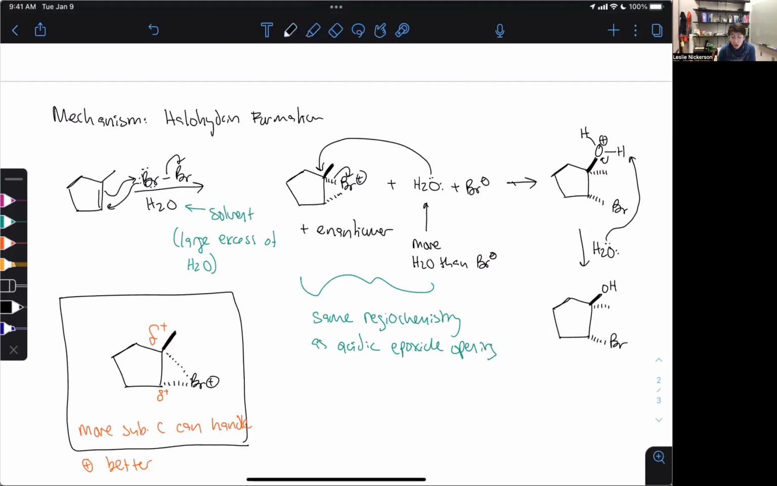To get to this product, since I also have the enantiomer of the bromonium ion, I'm going to end up with the enantiomer of this as well. Where if we had the bromine on a wedge, we'd end up there.